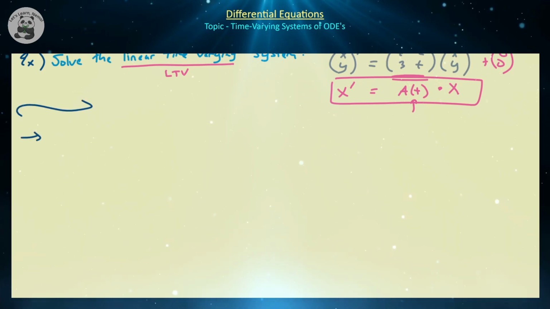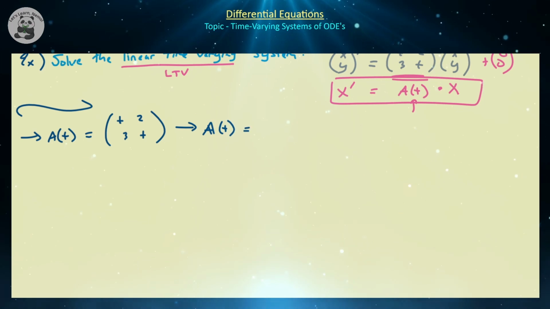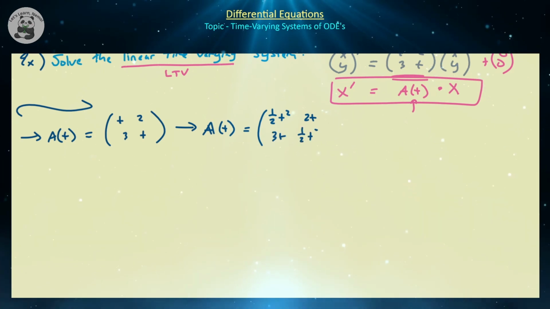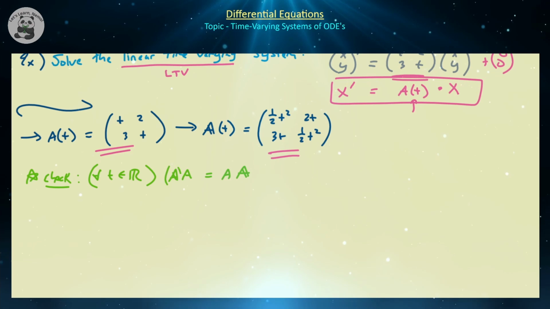Now, first we need to define our A formally. So A of t is going to be equal to t, 2, 3, and t, which is a symmetric matrix, and you should be able to show that the antiderivative of this matrix, script A of t, is just going to be equal to 1/2 t squared, and then we're going to have 2t, 3t, and 1/2 t squared. It's also important to note that this is a symmetric matrix and this is a symmetric matrix, and there are some theorems associated with symmetric matrices and commutativity between them, but you should be able to check on your own that for all time t in the set of real numbers, A times script A is equal to script A times A. So script A A equals A script A, i.e. A and script A commute.